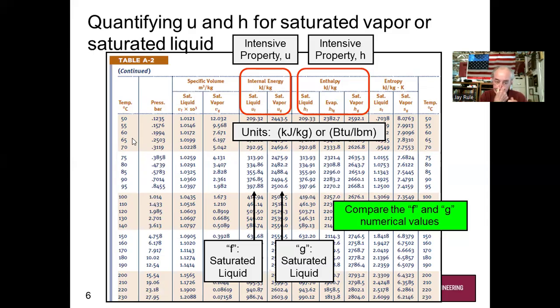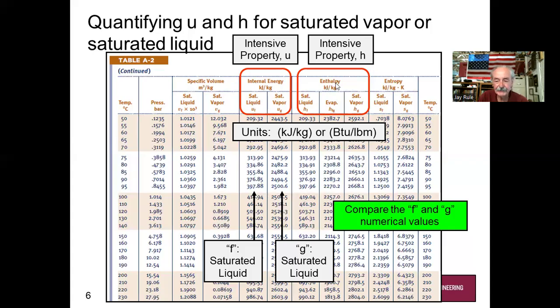Well, this is really easy. If you have saturated vapor or saturated liquid, all you have to do, if you're given the temperature, is go to a temperature table. If you have the pressure, you'll go to the pressure table. But look at these column headings. It's right there in front of your eyes. Internal energy, little u, is tabulated for saturated liquid, U sub F, saturated vapor, U sub G. We just talked about the units, so we've got kilojoules per kilogram over here in SI.